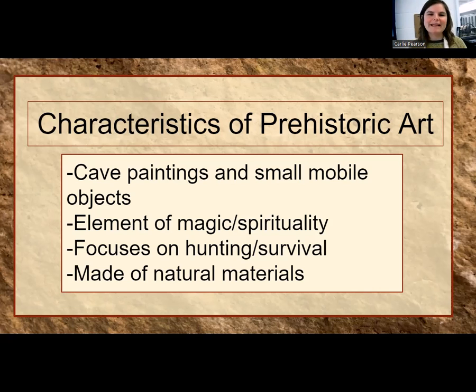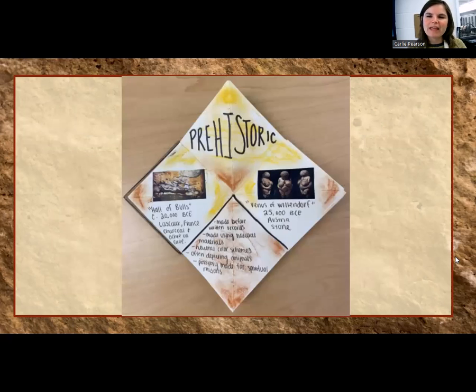There was likely an element of magic or spirituality, focuses on hunting and survival, and made of natural materials. So you're going to see a lot of earth tones like browns, reds, ochres, tan, sienna, those types of really earthy colors. And so this is what the first page in your art history book should look like.